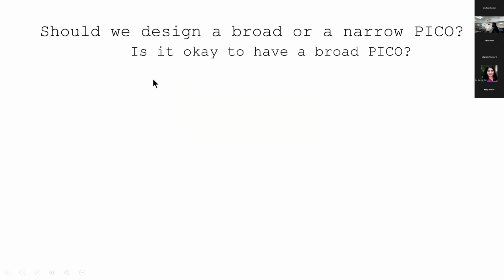So should we design a broad or a narrow PICO? Is it okay to have a broad PICO? What do you think? Do you want your PICO for your systematic analysis to be very specific? Or do you want it to be more broad and across various settings? Okay, how many of you for narrow? Okay, we have one person for narrow. For broad, we have 3 people.